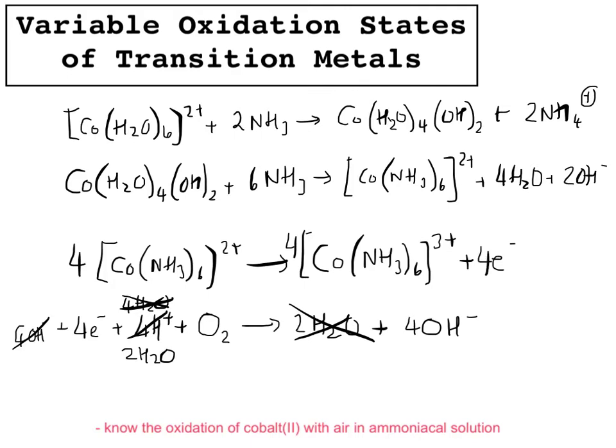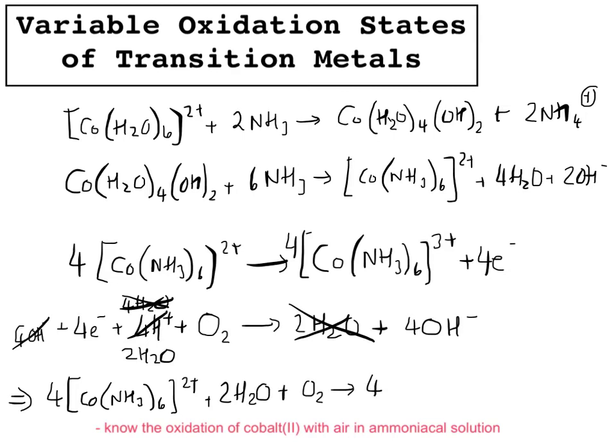to make the electrons cancel, and so overall what you'll get for this reaction is 4 cobalt with 6 ammonias around it, 2 plus, 2 H2O plus O2 goes to make 4 cobalts with 6 ammonias around it, 3 plus, 4 OH minus.